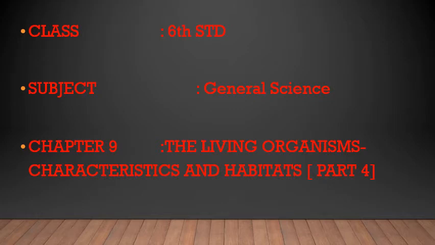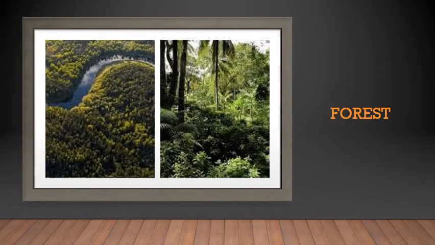The following video is for class 6, subject general science, chapter 9, the living organisms, characteristics and their habitats. Now, in the last few classes, we learned about what organisms are living on earth, what their habitats are, and how they are differentiated mainly. Some are terrestrial habitats and some are aquatic habitats. Among terrestrial habitats, we learned about desert habitat, mountainous regions, grasslands. Among aquatic habitats, we learned about oceans, ponds and lakes. Now, today we are going to learn more about the characteristics of organisms.